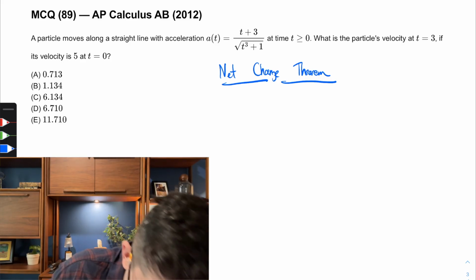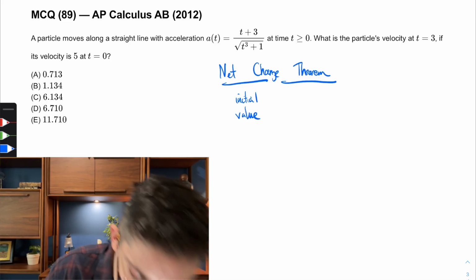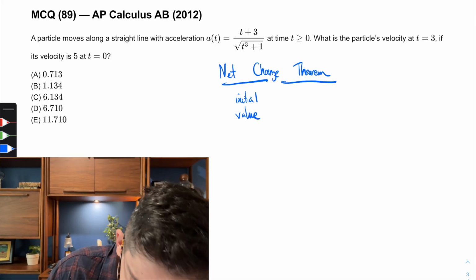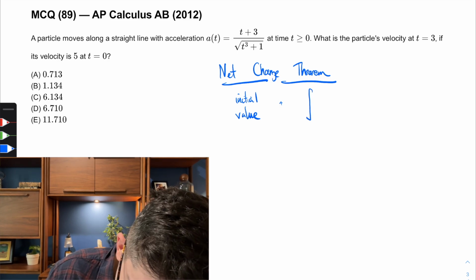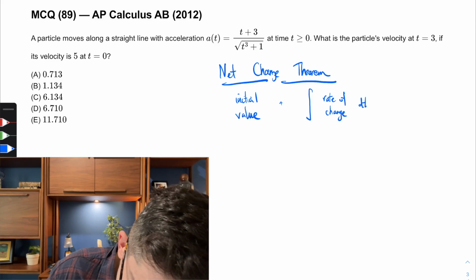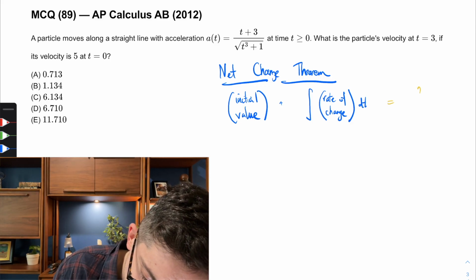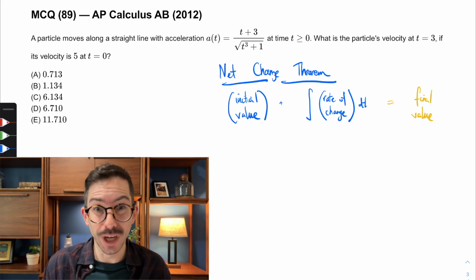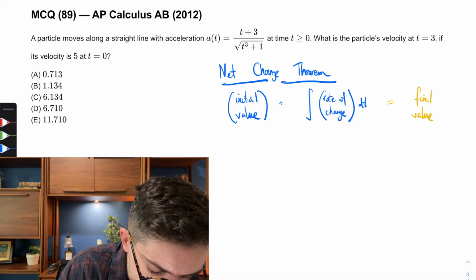So one general way to think of the net change theorem is we have an initial value. We're going to add on the integral of our rate of change with respect to time, and that should equal our final value. This is true in lots of situations that we look at. It's particularly true in this problem. So let's apply this here.